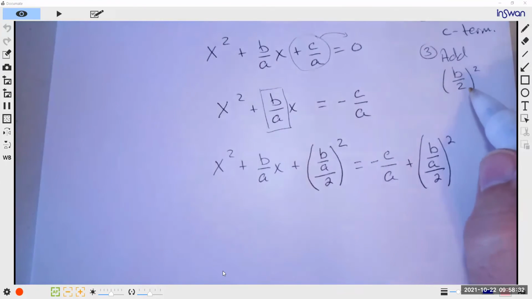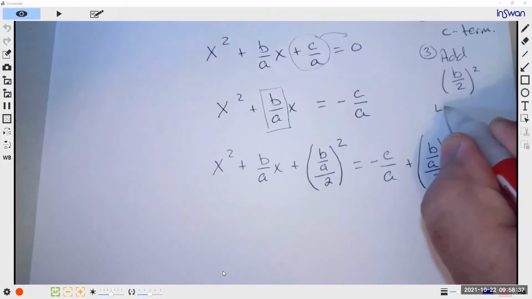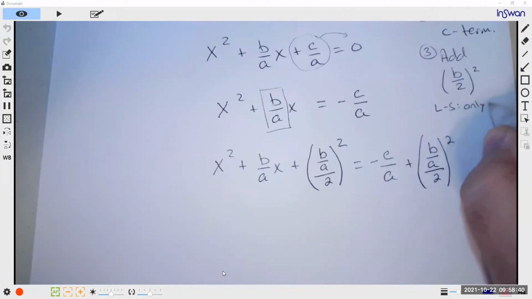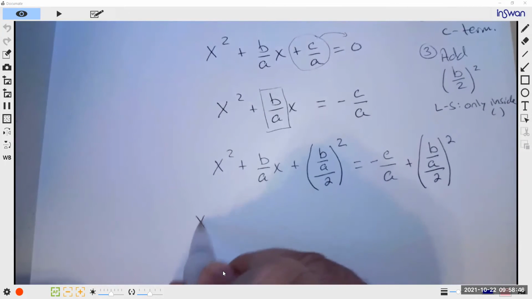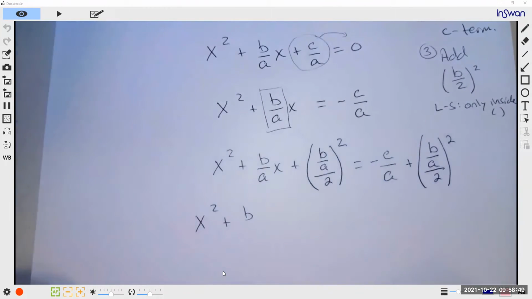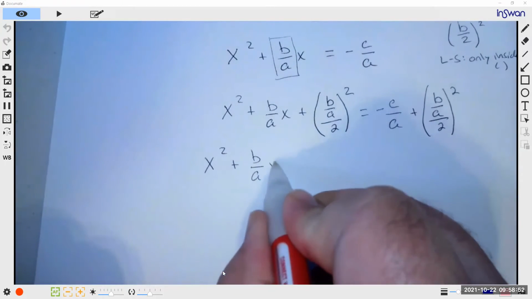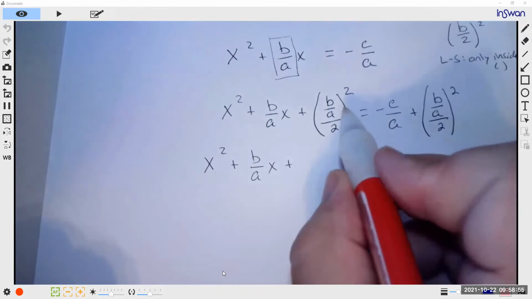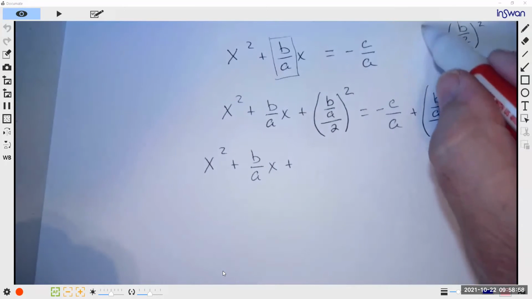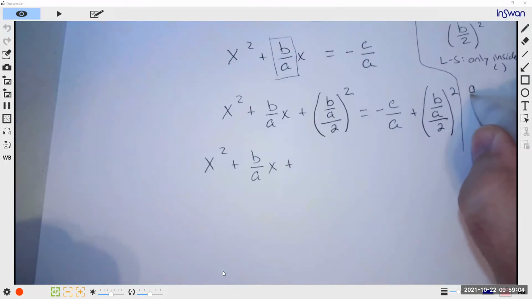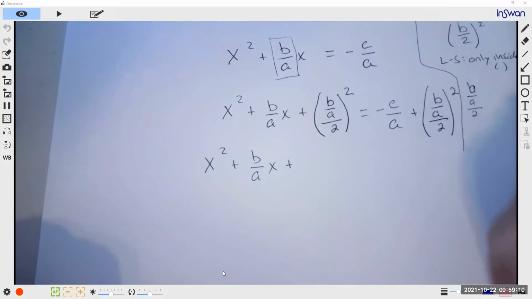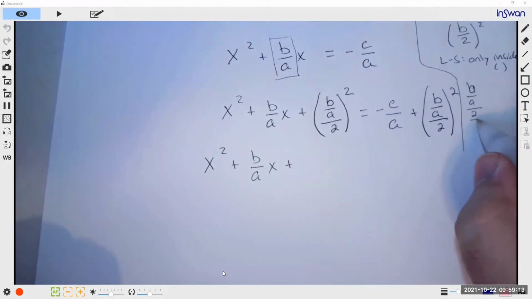Fourth step. Well, let's first clean this up. The left side is only inside the parentheses, so let's clean that up. x squared plus b over a x. The rule here: if you have b over a over 2, the 2 is a fraction, so it's 2 over 1.